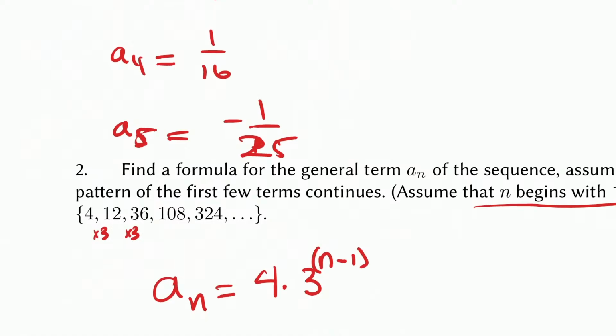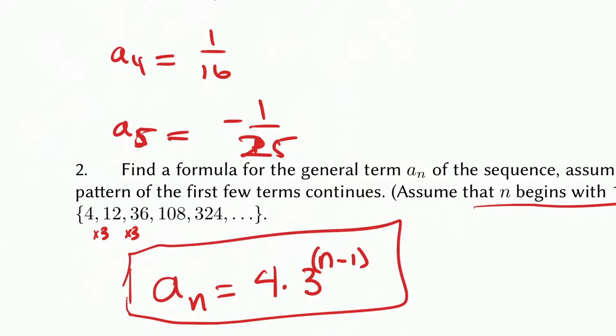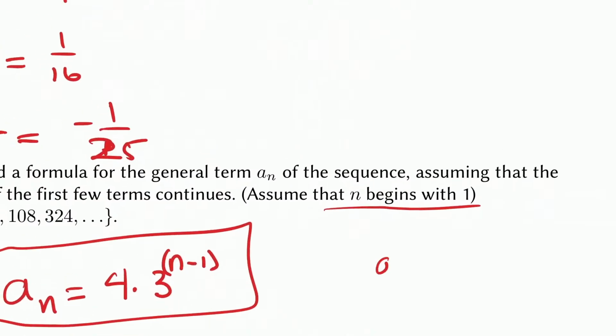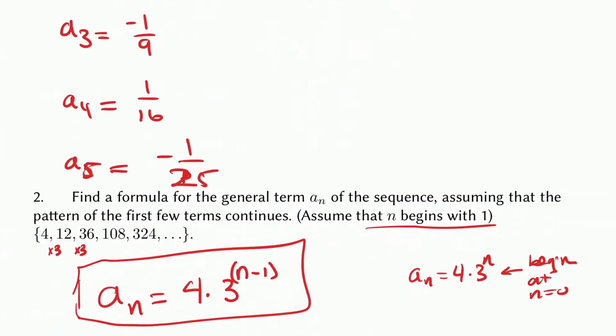Sorry, I blew it there completely. This is geometric. So there it is. There's what you should have. Hopefully you probably did a better job than me. If you began with n equals 0, by the way, you'd have something like this: 4 times 3 to the n. That's beginning at n equals 0. So hopefully that makes sense.